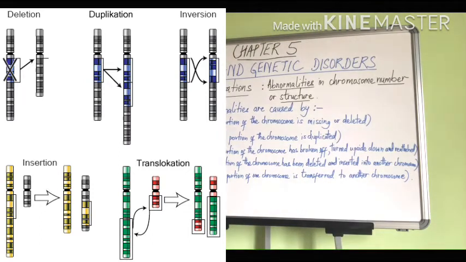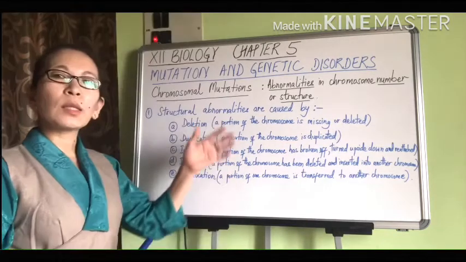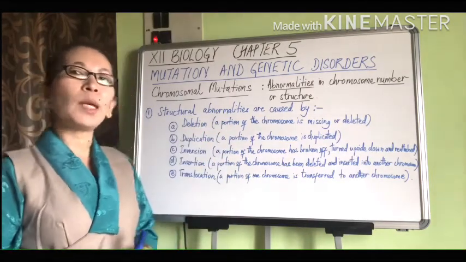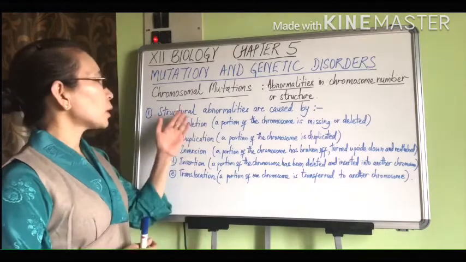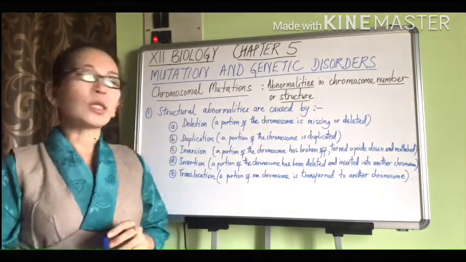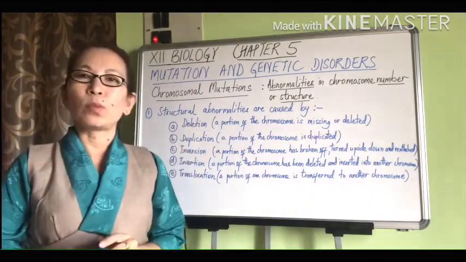And in insertion mutation, a portion of the chromosome is deleted from one chromosome and is then inserted in between another chromosome. In translocation, a portion of one chromosome is transferred to another chromosome. So these are some of the mutations which can result in structural aberrations or structural changes in the chromosome.